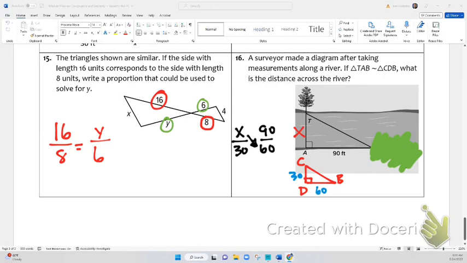I always cross multiply the one that has the unknown variable first. So 60 times x gives you 60x. 90 times 30 gives you 2,700. Divide both sides by 60. That does not look like a 6. There we go. And then when I do this, I end up getting 45 feet. And that, ladies and gentlemen, is the distance across the river.